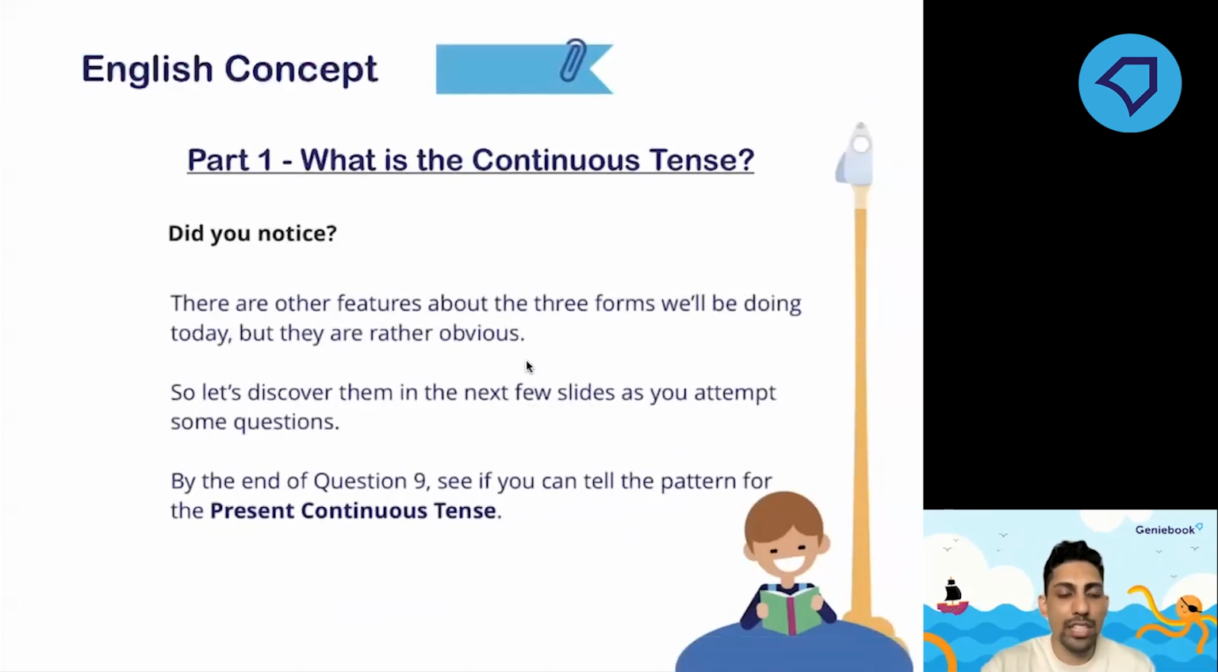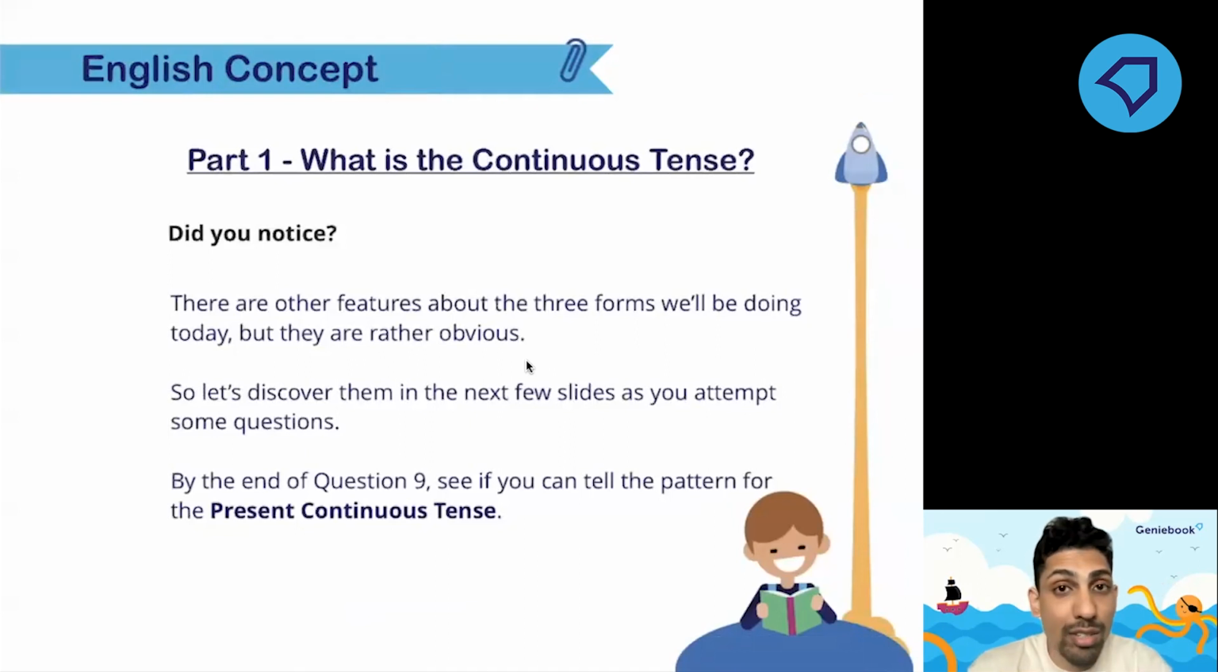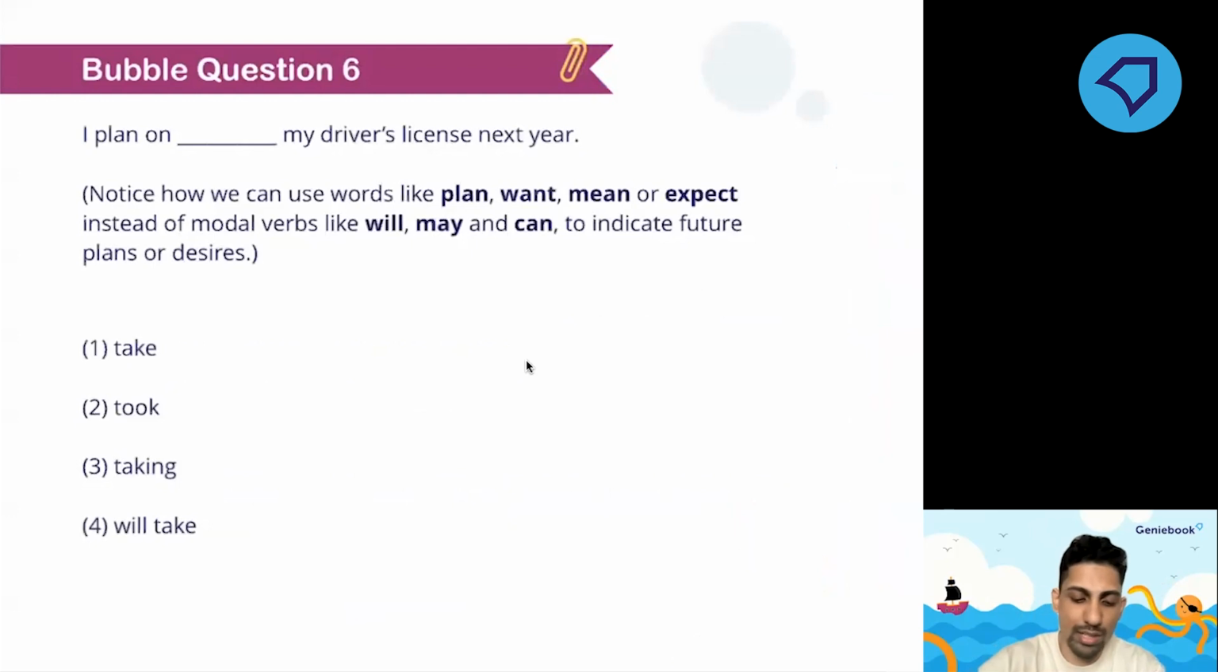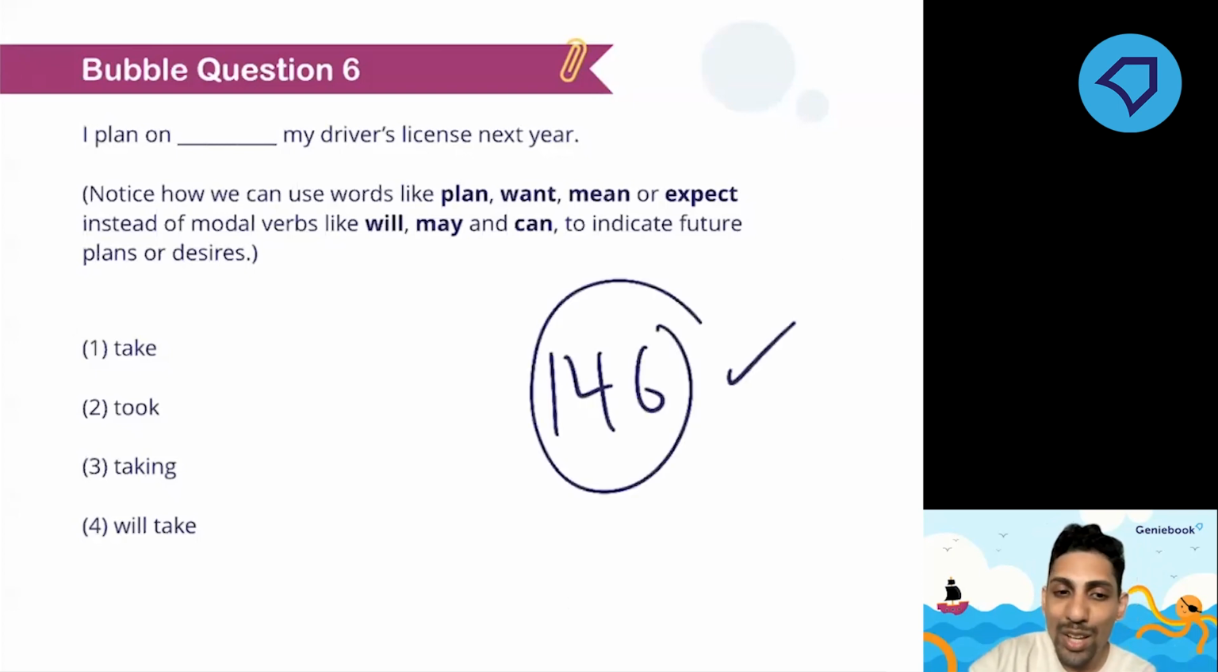There are certain features about the tenses, right, that we will discover along the way as we do our questions. Okay, and then later I'll summarize all of them on a slide. So I'm trying this out. Let's look at bubble question 6. And in case you didn't notice, this is something that we are discovering along the way. Okay, so you can give that a read. Ready, go. Okay, 146. High score. Okay, let's go back to the question.